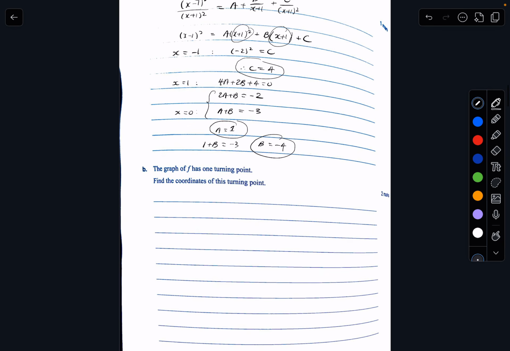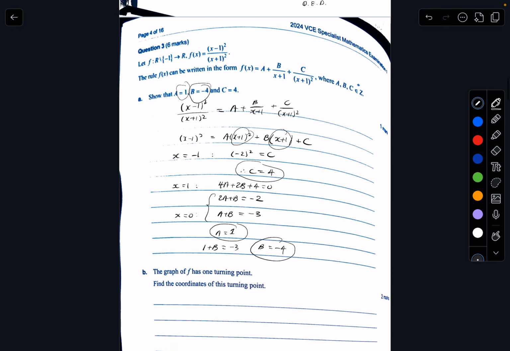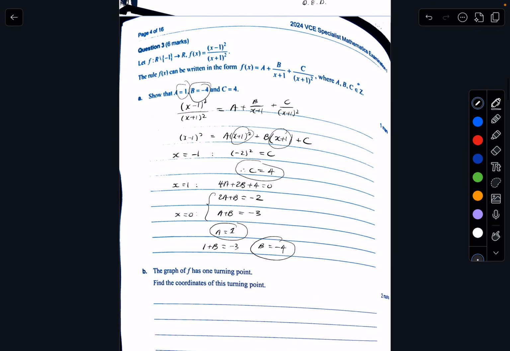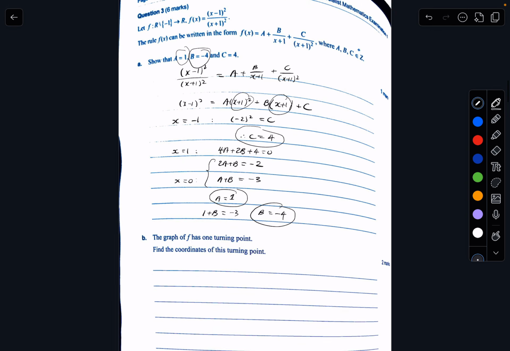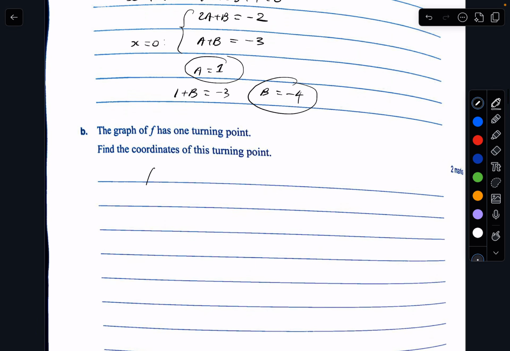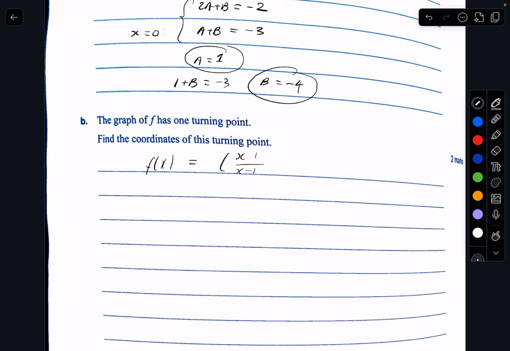All right. The graph of f has one turning point. Find the coordinates of this turning point. Okay, so we need to differentiate this. So I'm just trying to think if we should do it as f of x is equal to x minus 1 over x plus 1 all squared, or if we should just differentiate it. I think we should just differentiate it normally using the quotient rule.